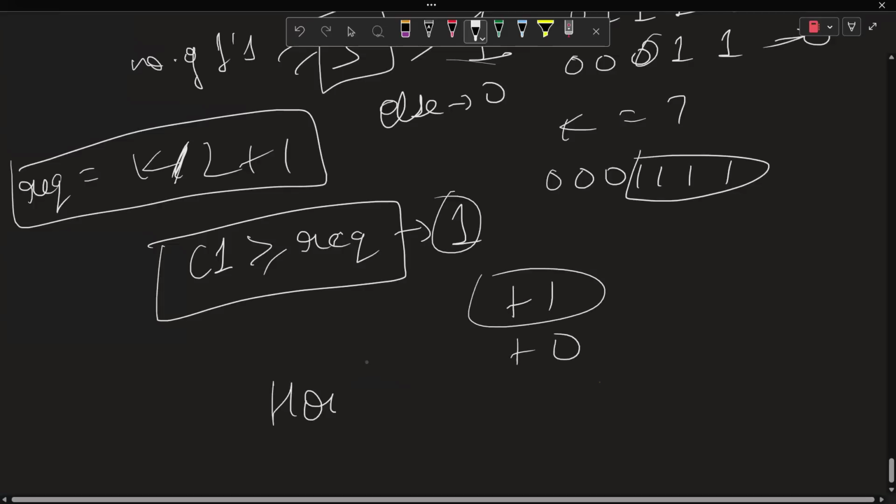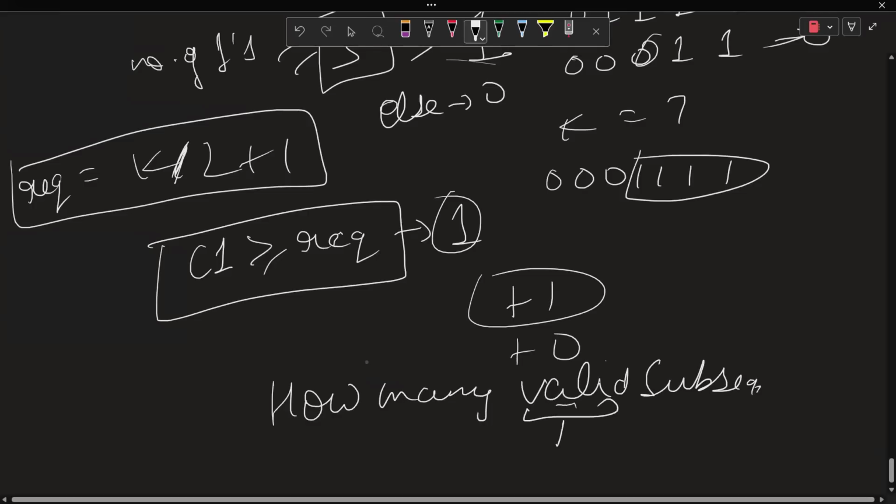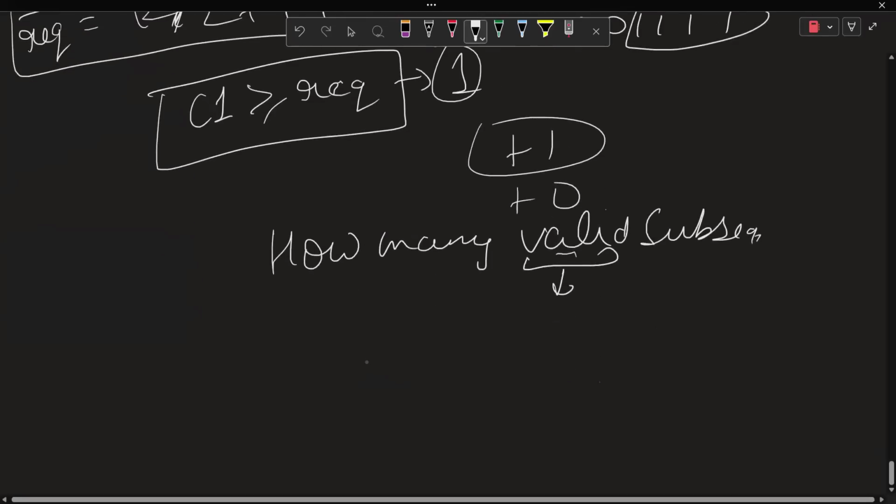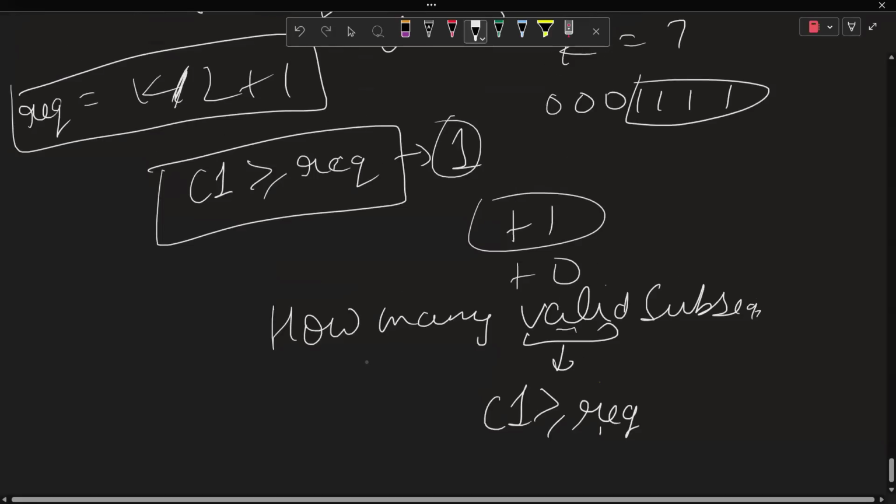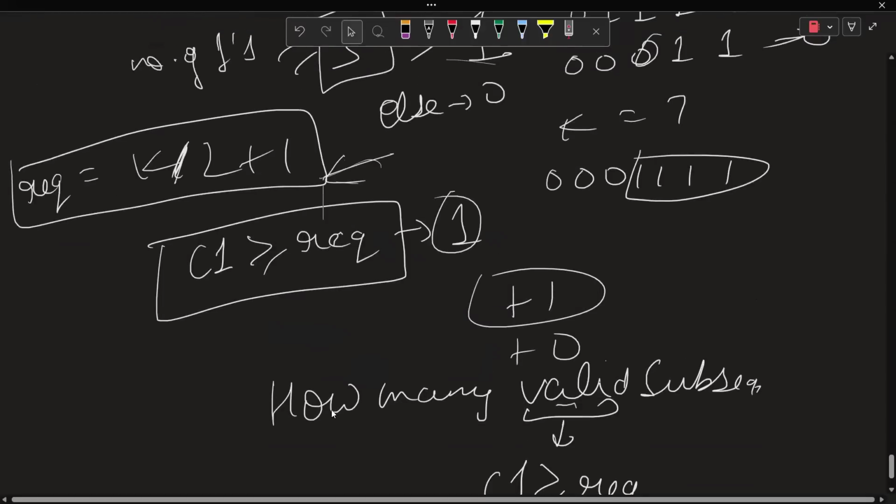So we just need to count how many valid subsequences exist, where the definition of valid is that the count of ones is greater than or equal to the required. Required is basically k by 2 plus 1. Okay. So that's what my question is reduced to. So how can we do that?